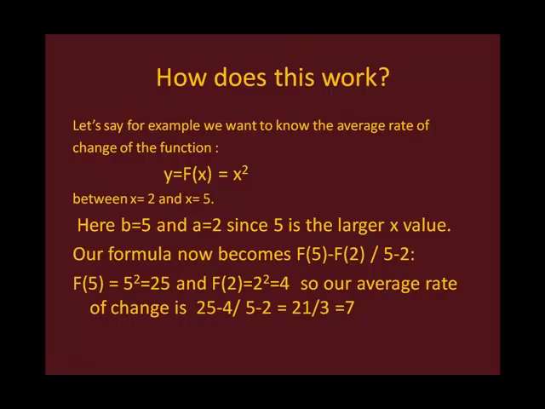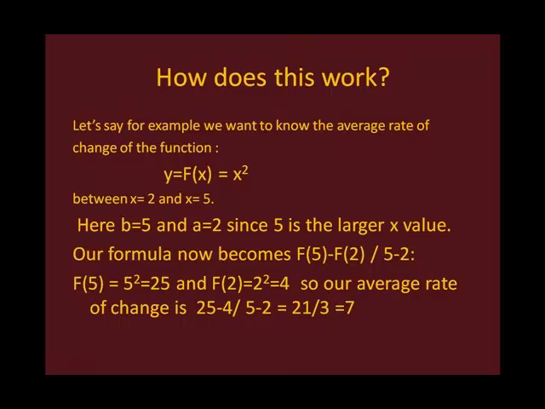So what is f of 5 and f of 2? Again, that means we're taking our x value and plugging it into our function to get out a y value. So f of 5 means we'll plug 5 into the function x squared, so 5 squared is 25. So f of 5 equals 25. f of 2 means we'll take 2 and plug it into the function. 2 squared is 4. So our formula now looks like 25 minus 4 over 5 minus 2. Well, that reduces to 21 over 3, which is 7, which means the average rate of change of the function x squared between x equals 2 and x equals 5 is 7.